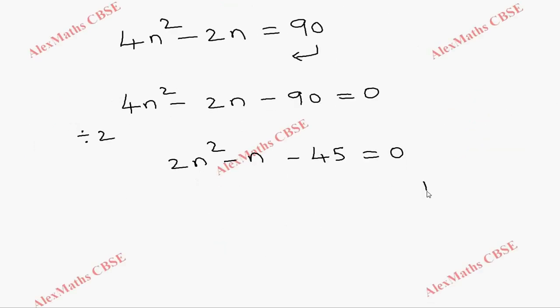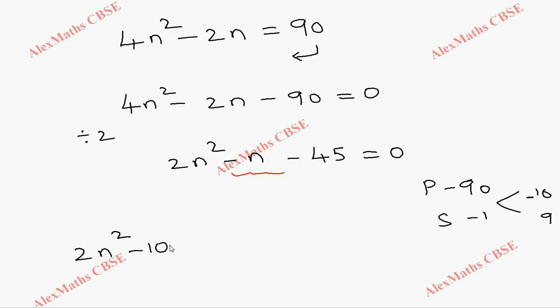The product is minus 45 into 2, which is minus 90, and the sum is minus 1. The numbers are 10 and 9 with minus 10. When I add this we get minus 1. When I multiply this we get minus 90. So using these two numbers we have to do splitting the middle term. So first term 2n square as it is, minus 10n plus 9n, then minus 45 equal to 0.